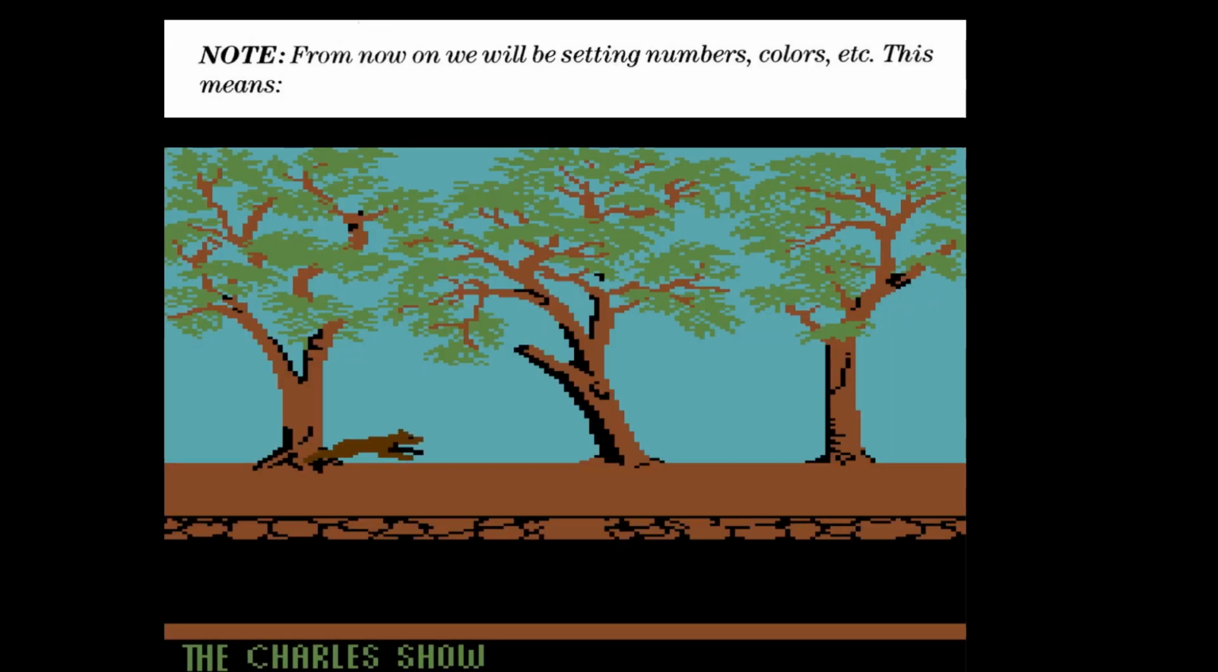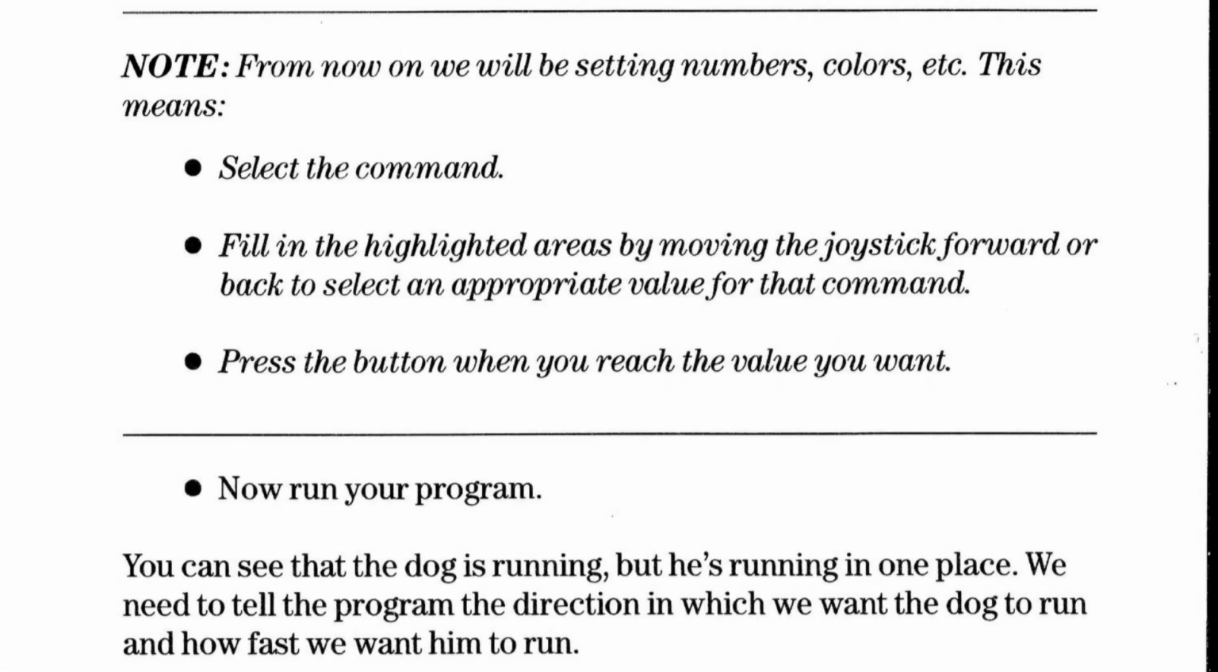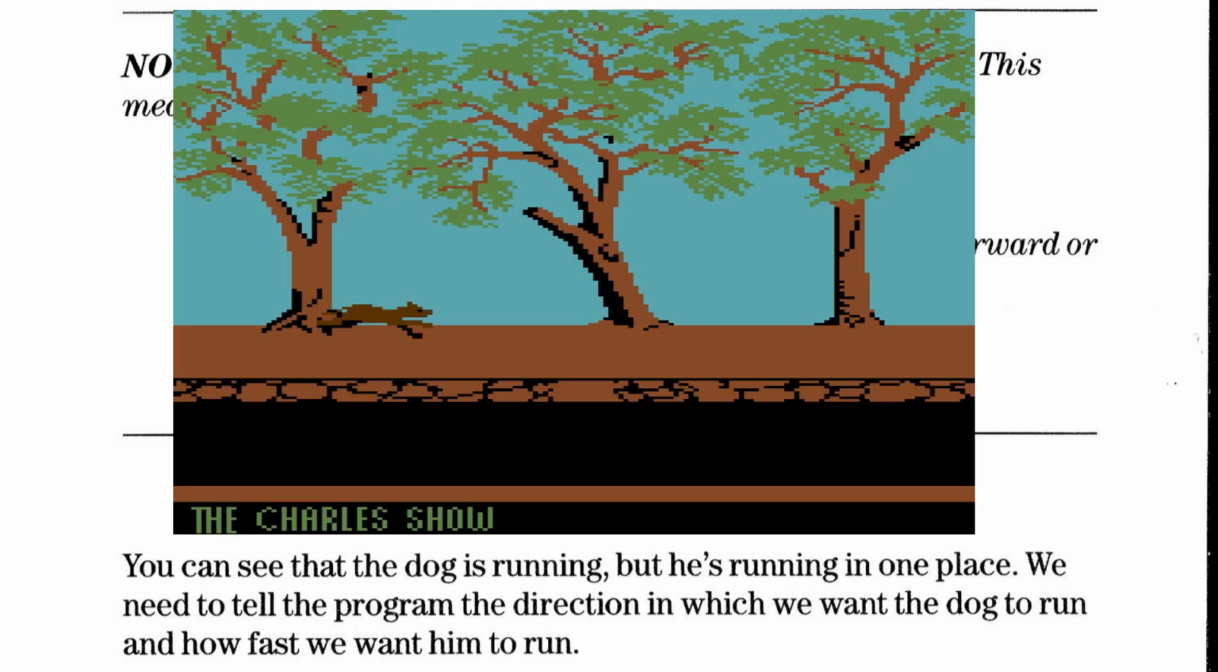Note, from now on, we will be setting numbers, colors, etc. This means select the command. Fill in the highlighted areas by moving the joystick forward or back to select an appropriate value for that command. Press the button when you reach the value you want. Now run your program. You can see that the dog is running, but he's running in one place.